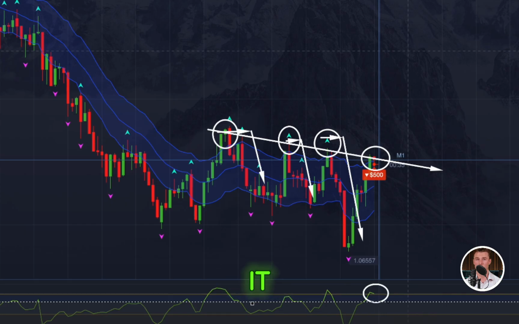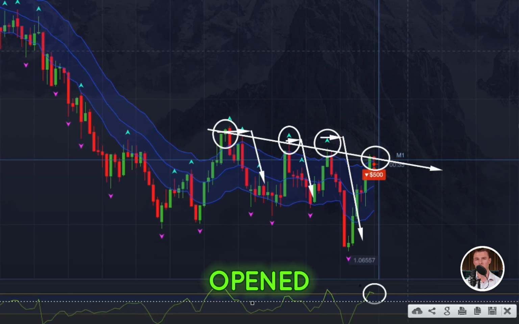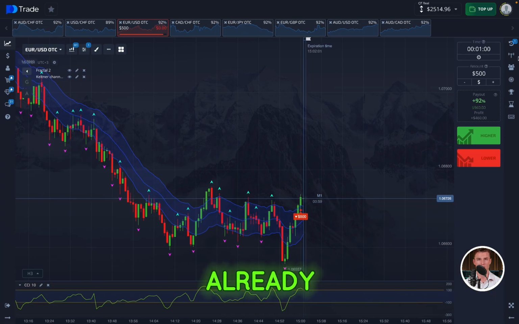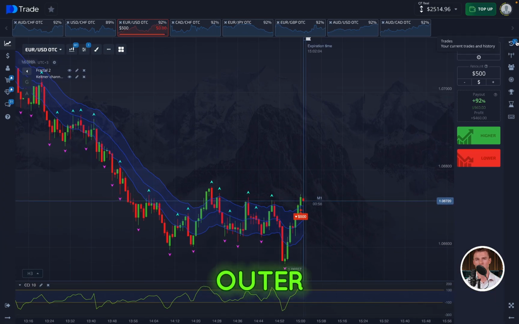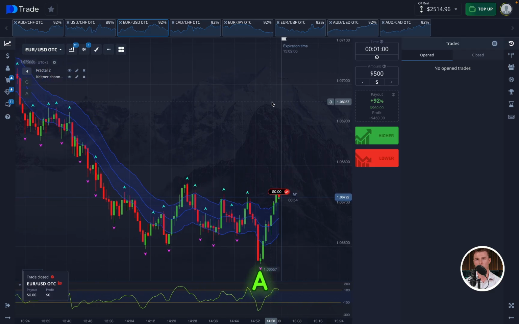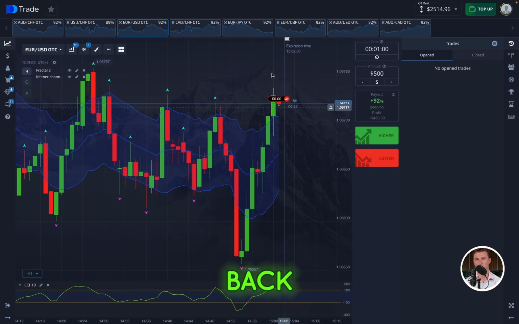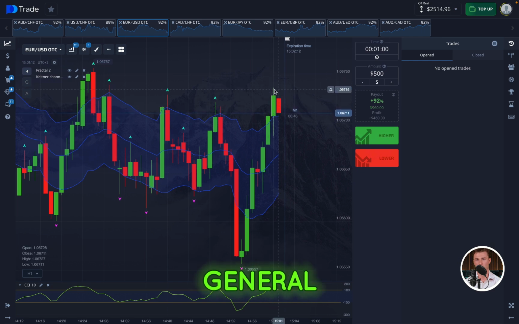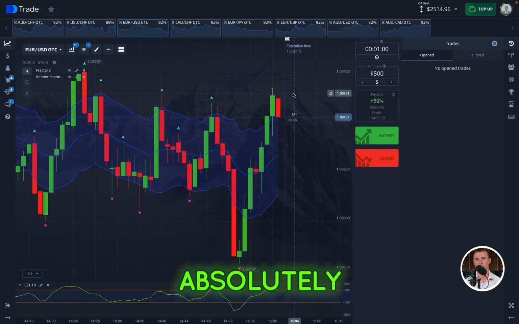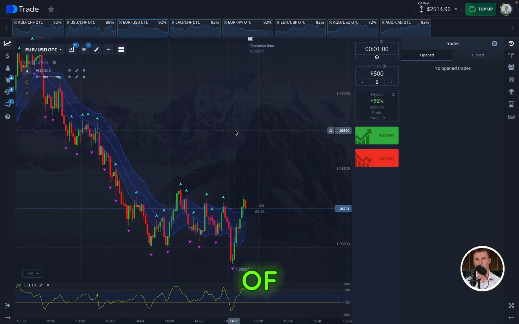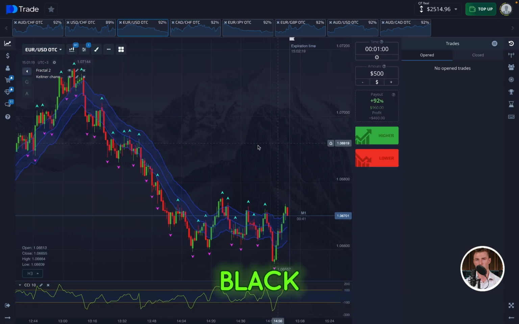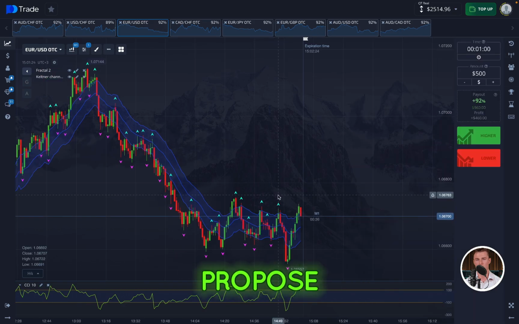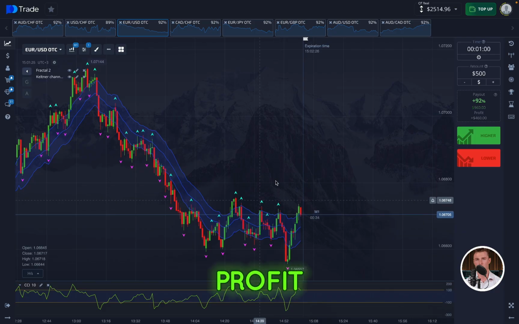So, yes, it was not quite right that we opened; we had to open when we had already started moving in the outer part. As you can see, we have a rollback. Well, okay, I was a little unlucky. I won't get upset. In general, I am absolutely satisfied with the result of trading today. We are in the black with you for 1,500. Therefore, I propose to fix this profit.